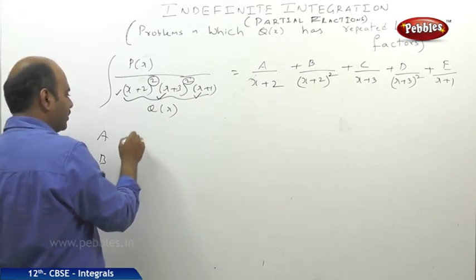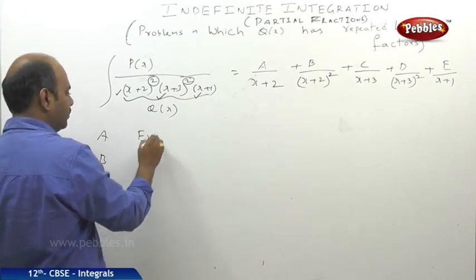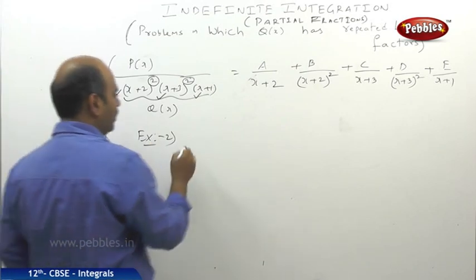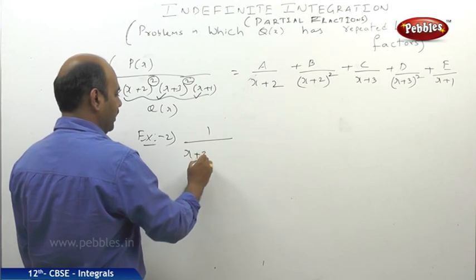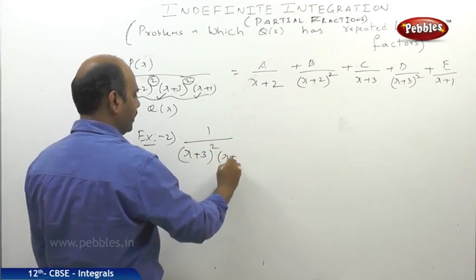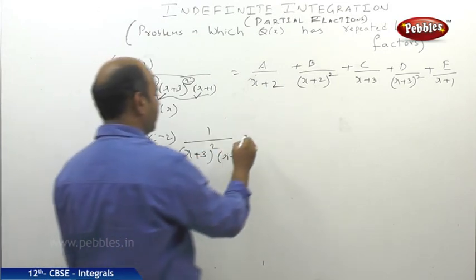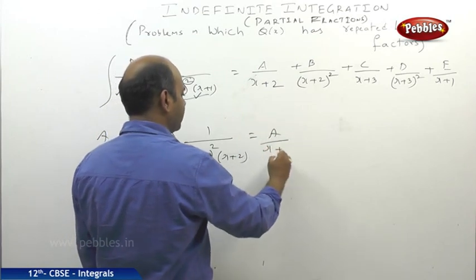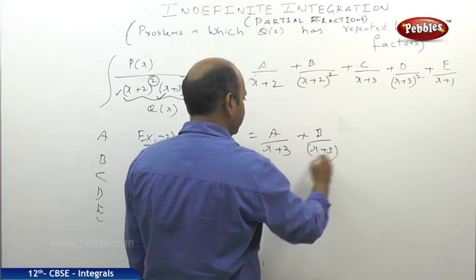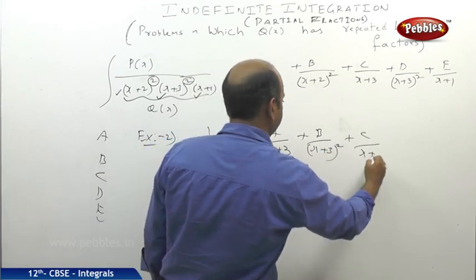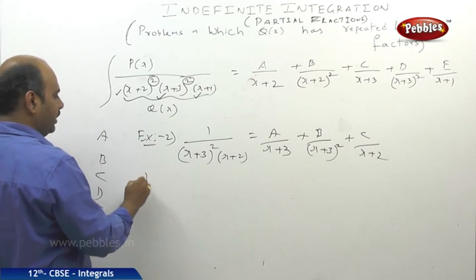So I will go by another example also. I will go for 2 to 3 examples. Suppose the function is of the form 1 by (x plus 3) whole square into (x plus 2). How can you write the partial fractions? A by x plus 3 plus B by (x plus 3) whole square plus C by x plus 2.